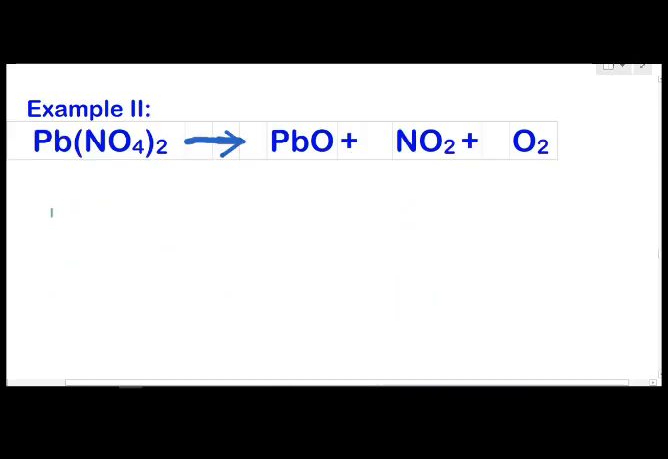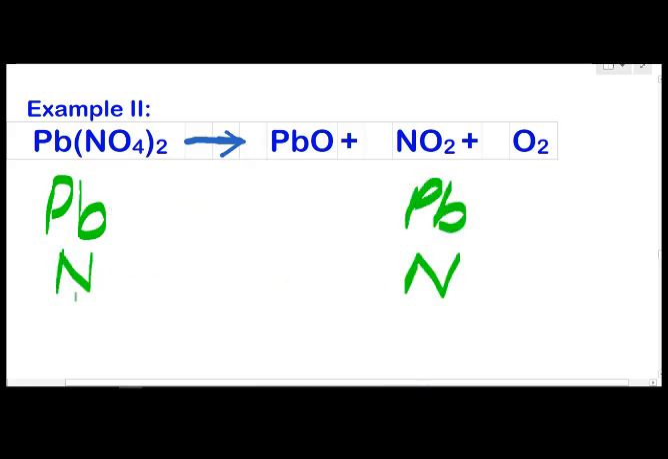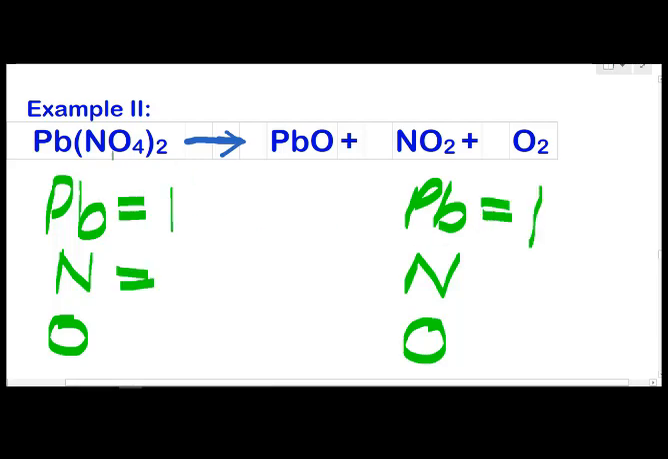We now balance the second equation. We note the atoms that are present on each of the sides. We have lead occurring on both sides. After lead, we have nitrogen. After nitrogen, we have oxygen occurring on each of the sides. Lead on the two sides is equal to 1. Nitrogens are equal to 1 multiplied by 2, whereas on the product side, the nitrogen is equal to 1.